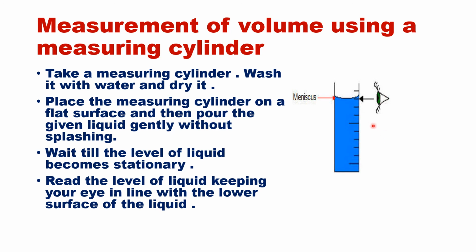Okay, if you keep your eye down here and you read slanting like this, there will be a mistake. So always keep your eye horizontally in position in line with the surface of the liquid. And we always measure which surface, the lower surface. So we will say we measure the lower meniscus. This surface that the liquid touches, this is called the meniscus. Okay, so we will read the lower meniscus and we can take measurement.